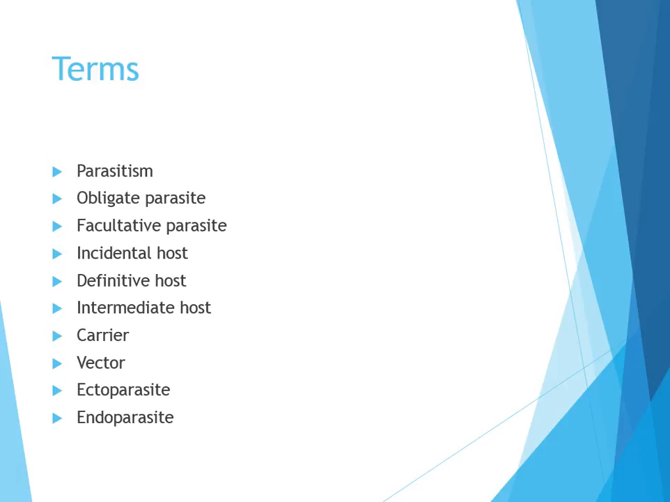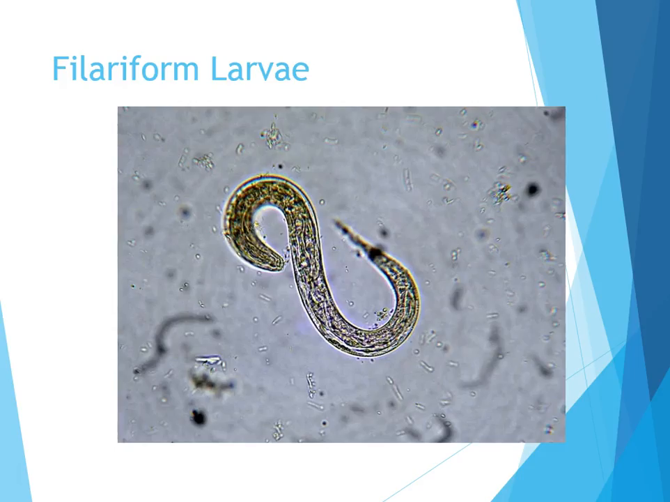Vectors are usually arthropods like ticks and mosquitoes that can carry some other type of parasite or bacteria or other organisms that can be transferred to a host. An ectoparasite is found on the outside of the body, and endo is found on the inside, like if you were to swallow it and it gets into your intestines.